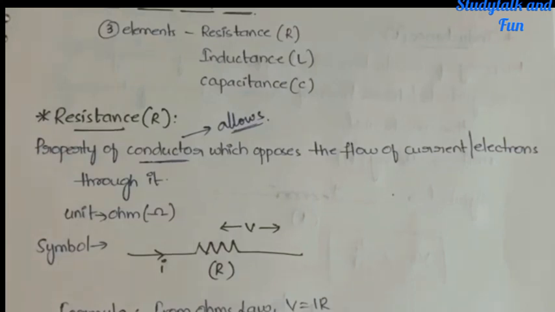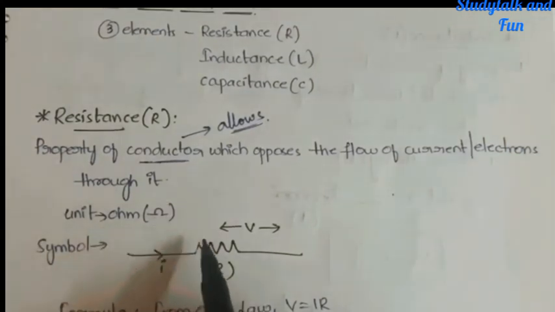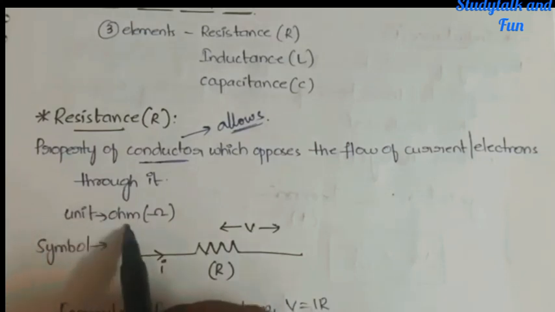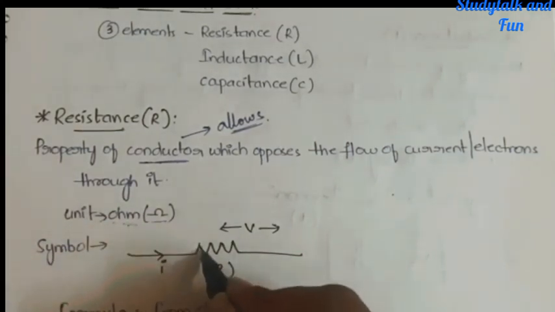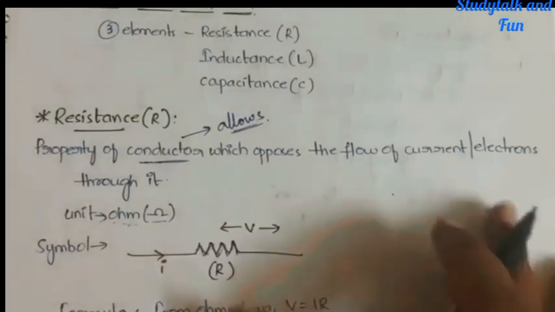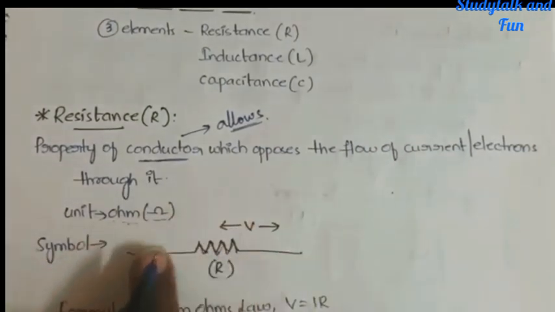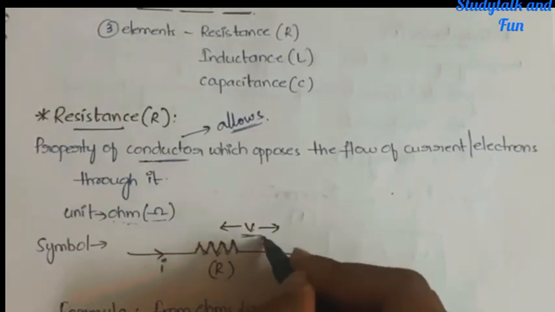Okay, so usually resistance has a symbol and a unit. The unit of resistance is ohms, and the symbol looks like speed breakers. Okay, so this is resistance, and the current is driven by the potential difference.